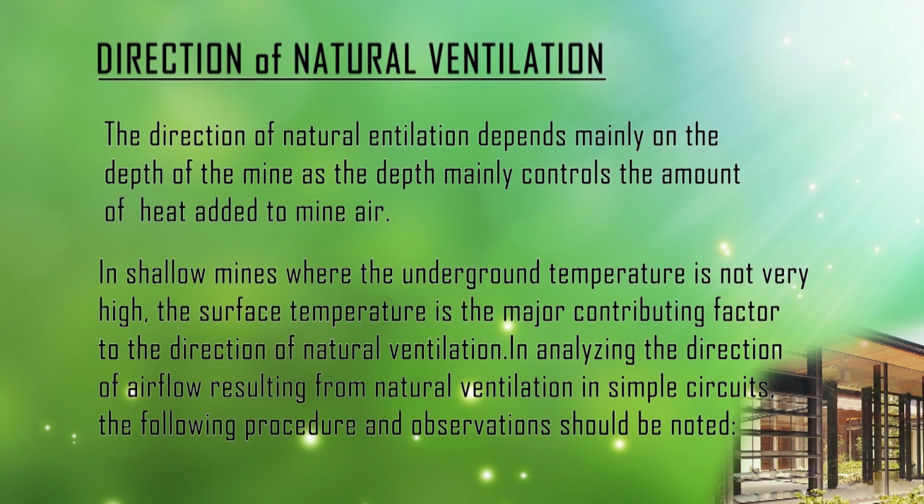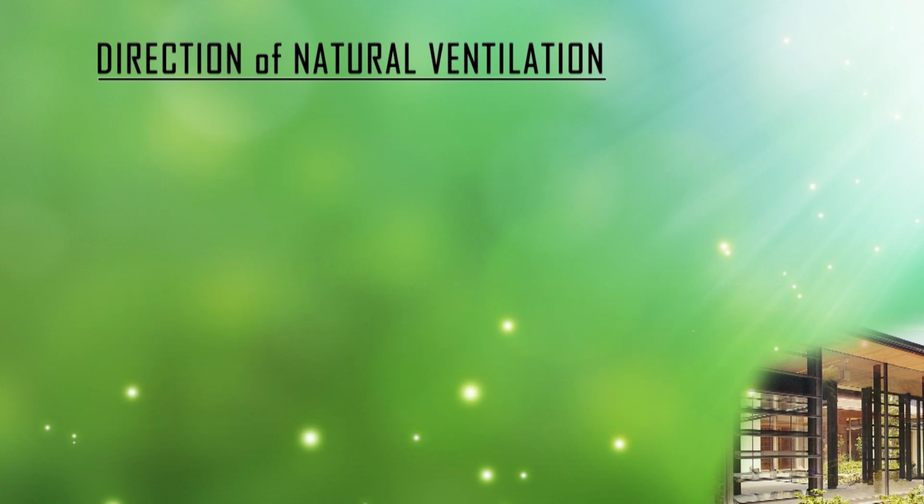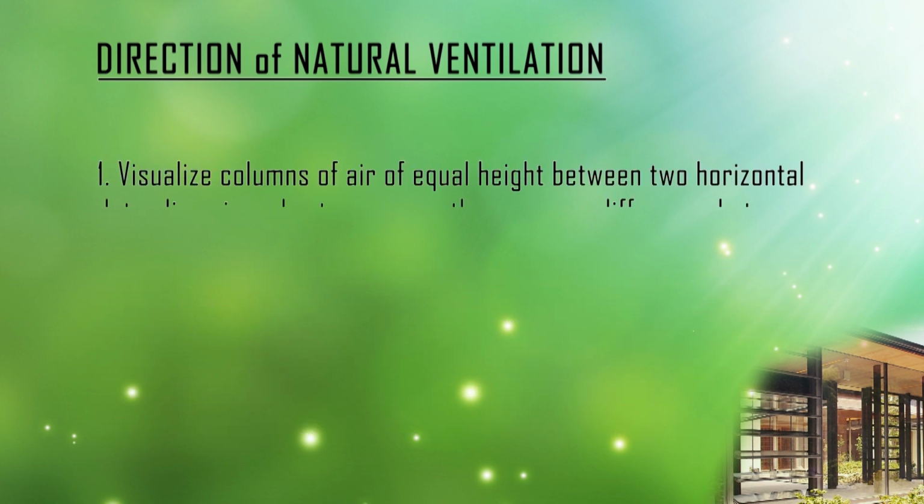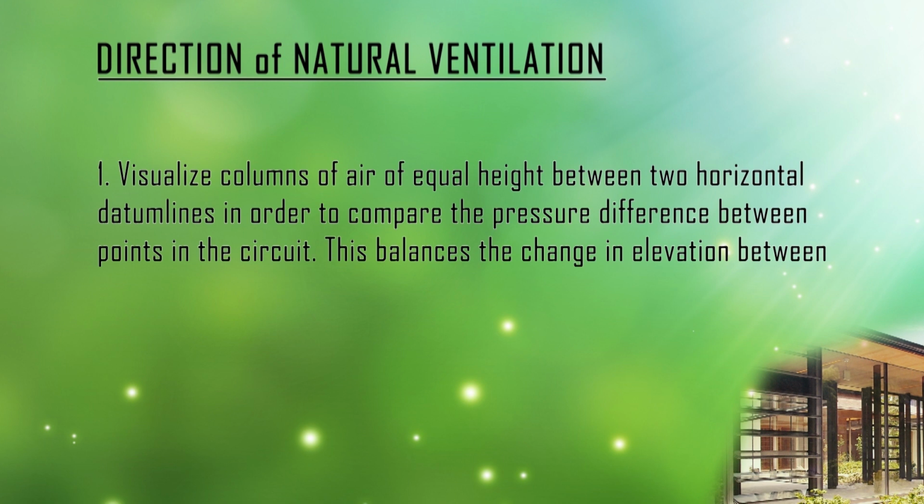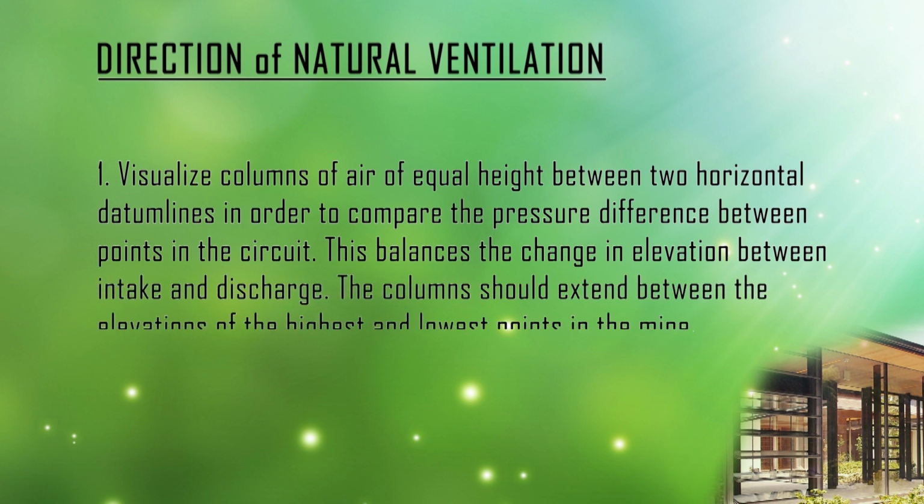In analyzing the direction of air flow resulting from natural ventilation in a simple circuit, the following procedure and observations should be noted. First, visualize a column of air of equal height between two horizontal datum lines in order to compare the pressure difference between points in the circuit.